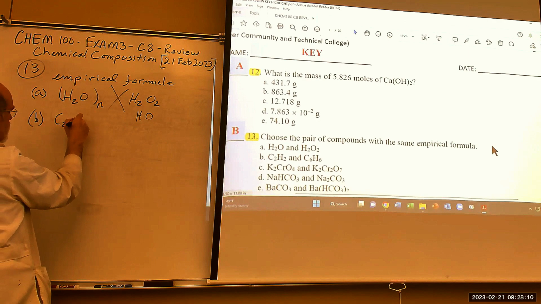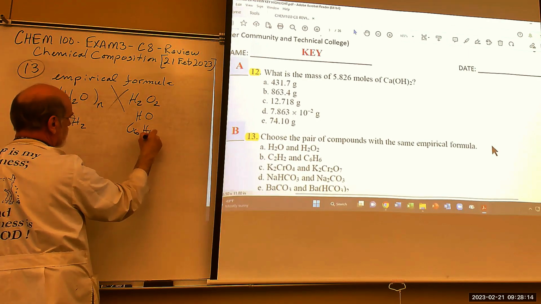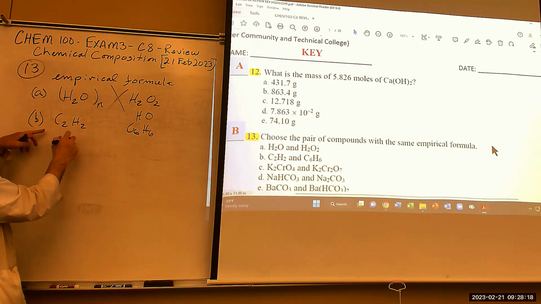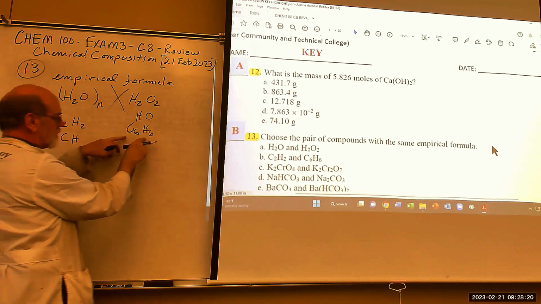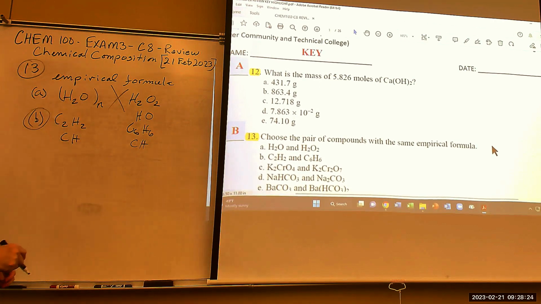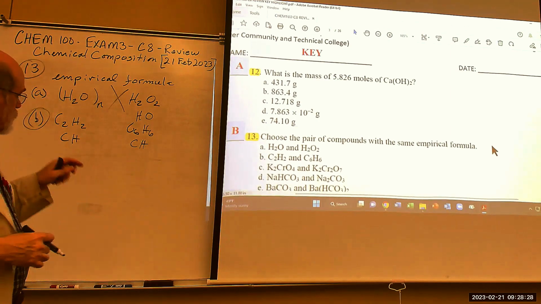C2H2, C2H2, and C6H6. What's the empirical formula of this one? Divide through by 2, CH. Divide through by 6, CH. There's your answer right there. We don't even have to go any further.